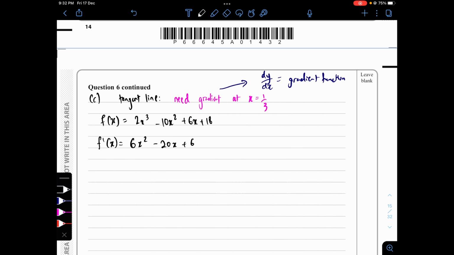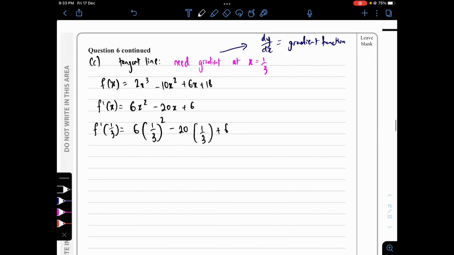And what do we substitute? We have to substitute a third into this. So that will be 6 times a third squared minus 20 times a third plus 6. Right? So that will be equivalent to 2 over 3 minus 20 over 3 plus 6. So that gives us what?